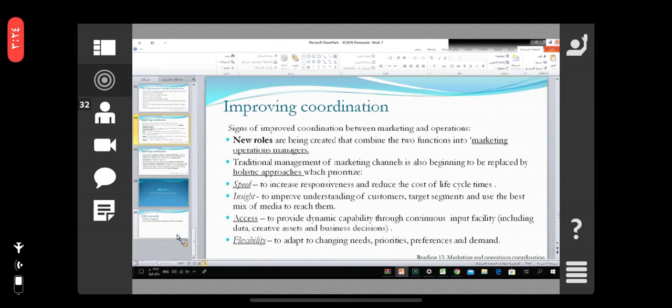You need to provide dynamic capability through continuous input facility. There must be access for the customer to the data, to the information. Even you need to put something dynamic, accessible for everyone. You have to make accessibility and flexibility to adopt the change.